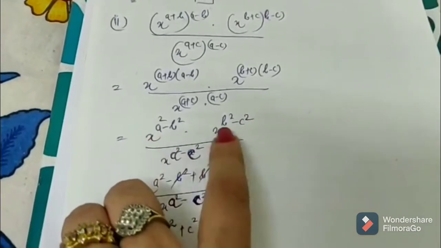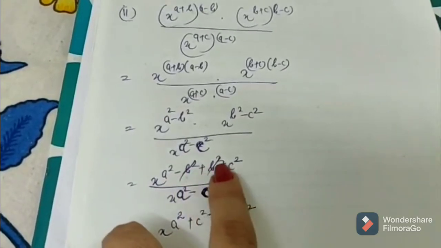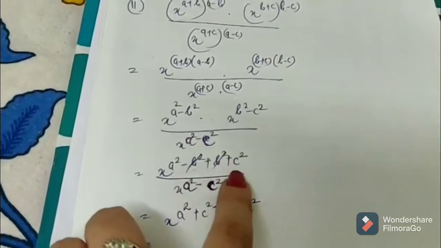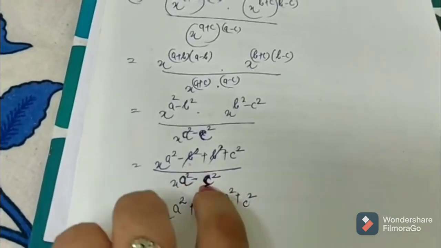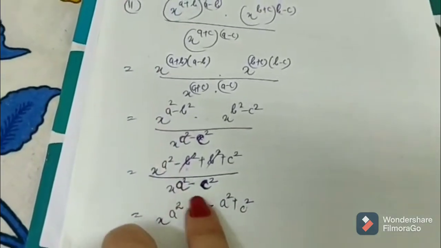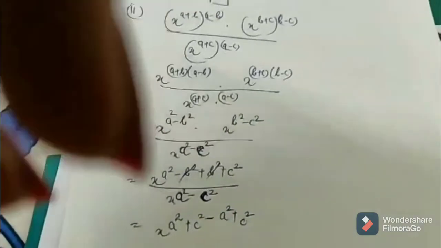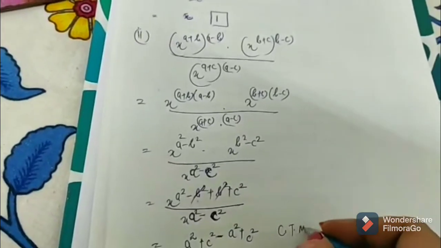Now bases are same, powers are going to be added. X raised to power a square minus b square plus b square minus c square, cancel. x raised to power a square plus c square हो गया. And divide by x raised to power a square minus c square, यानी कि powers are going to be subtracted, तो minus a square plus c square. This step is important and this is a commit to memory step.